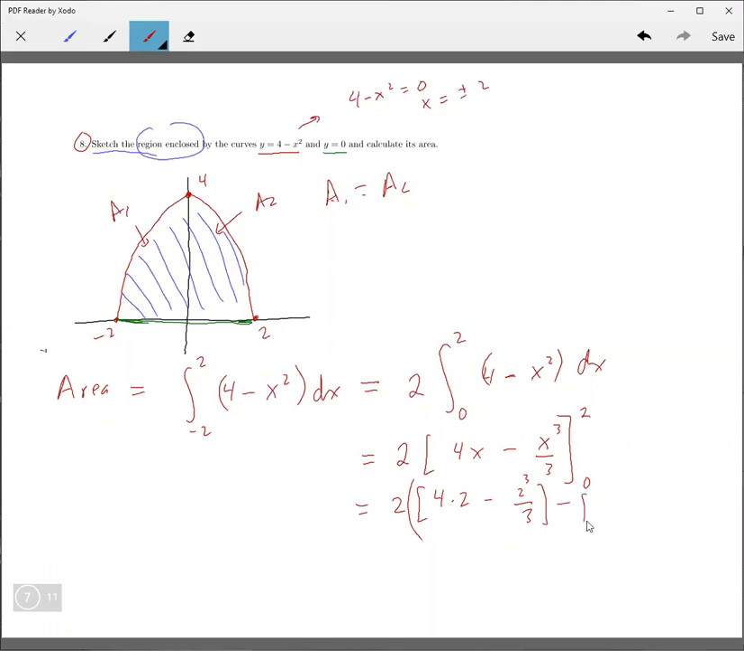Then subtract and put the 0 in, and here's where it's nice to have the 0, because when you put the 0 in, everything's just 0. Put a 0 into here for x, and this all is just going to be 0. Okay, so we have, what is it, 8 minus 8/3. So that's 16/3. Okay, so 32/3 is the area.